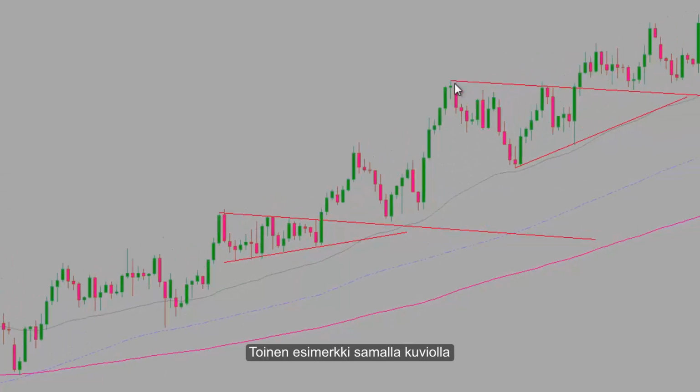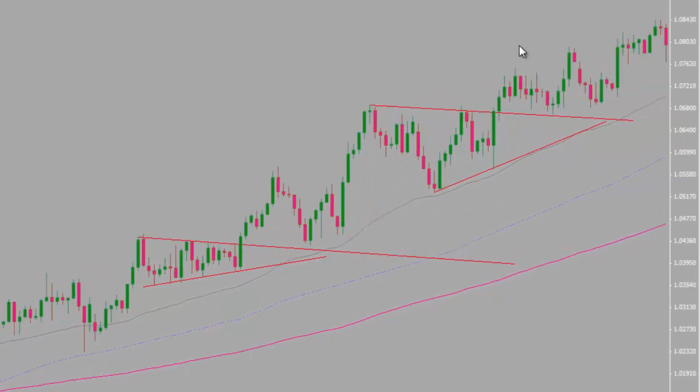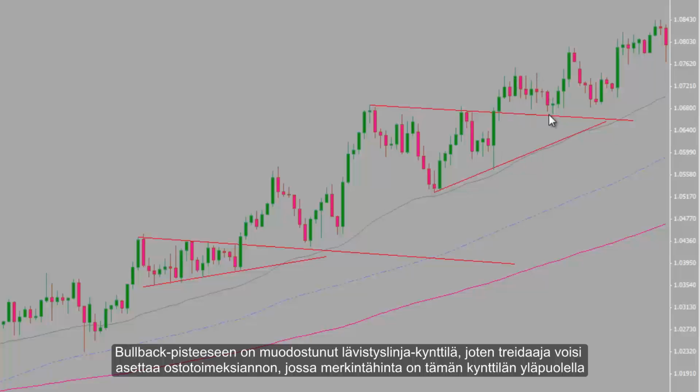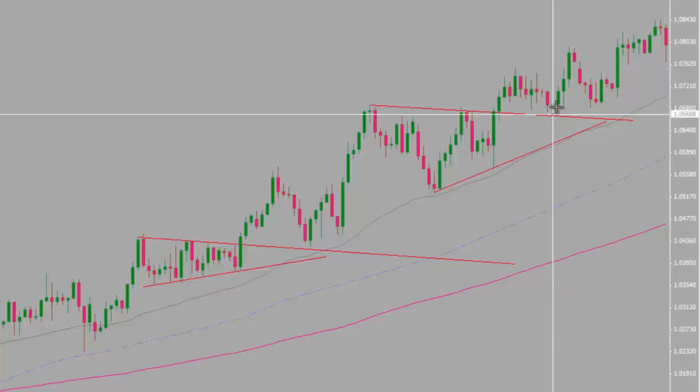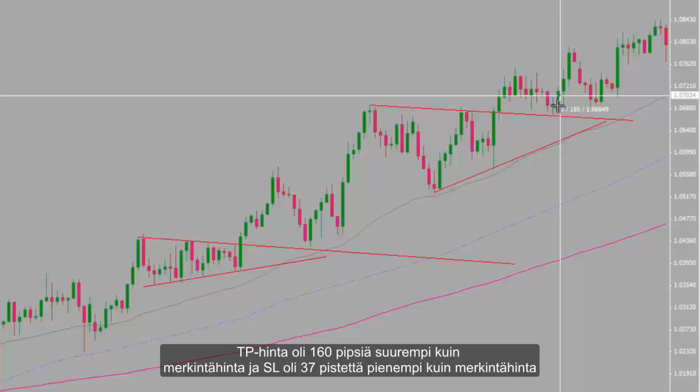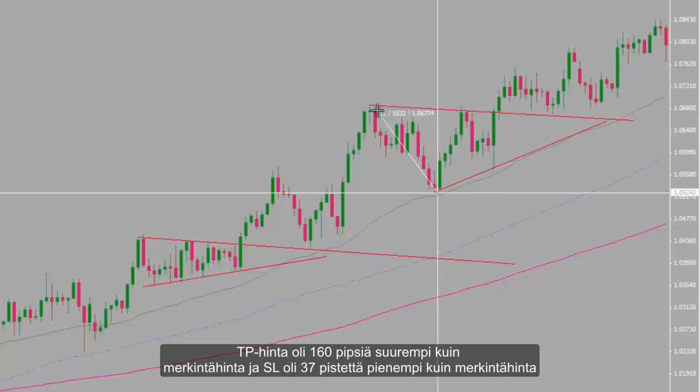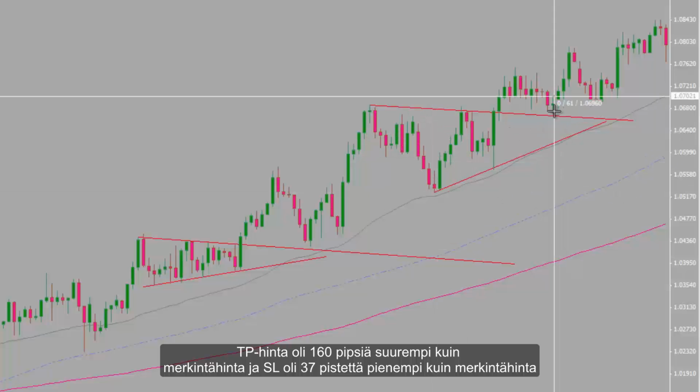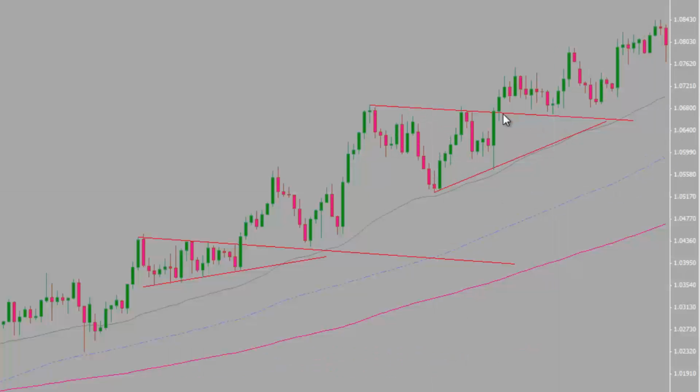Another example with the same pattern. A piercing line candle has formed on the pullback point, so a trader could place a buy order with the entry price over this candle. TP price was 160 pips higher than the entry price, and SL was 37 pips lower than the entry price.